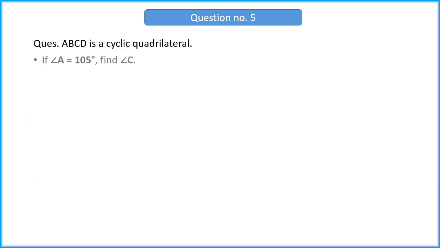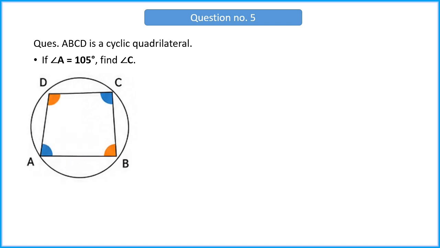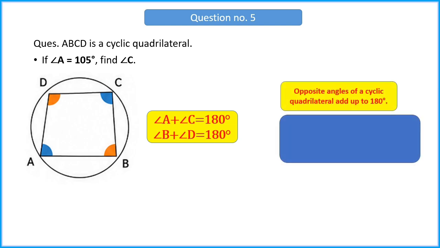This is a cyclic quadrilateral. Opposite angles always add up to 180 degrees. Angle A is 105 degrees. Therefore, angle C equals 180 minus 105, which is 75 degrees. Answer, 75 degrees. Excellent work.